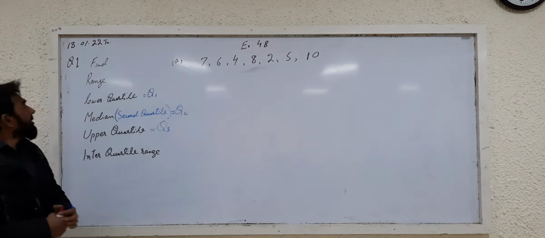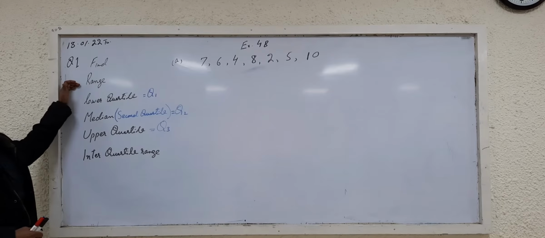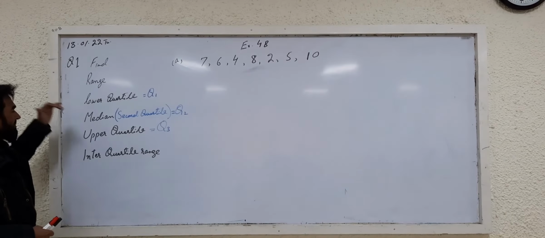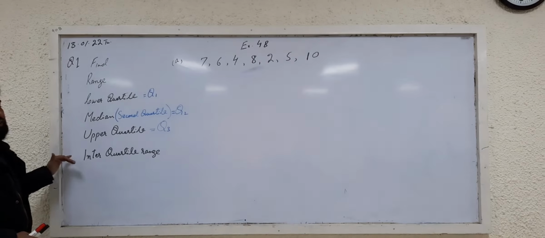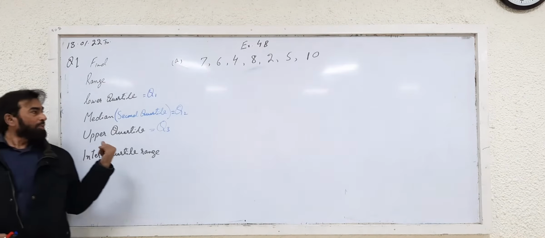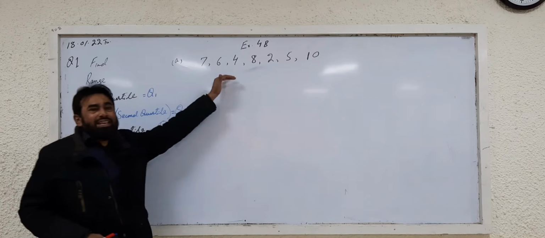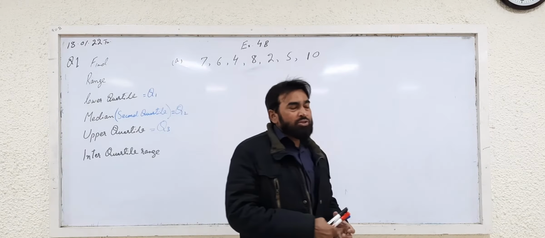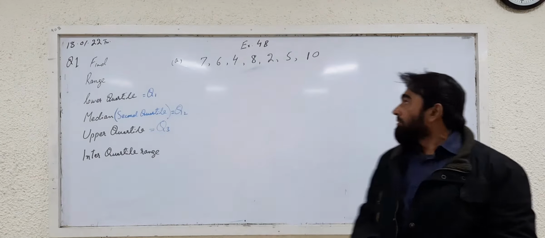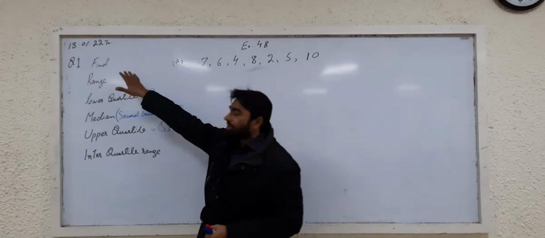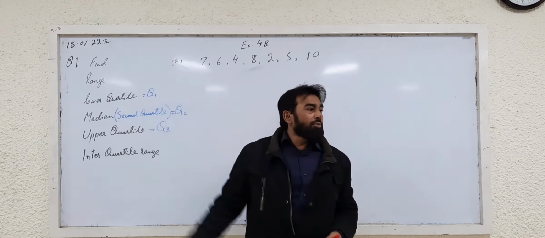Here we are going to talk about the range, what is range, lower quartile, median quartile, upper quartile and interquartile range. These are the topics which we are going to cover with the help of this example. This is the question from exercise 4B, question number 1, part A. With this example, we are going to understand the concept of what is range and the rest of the topics which I have written over here.